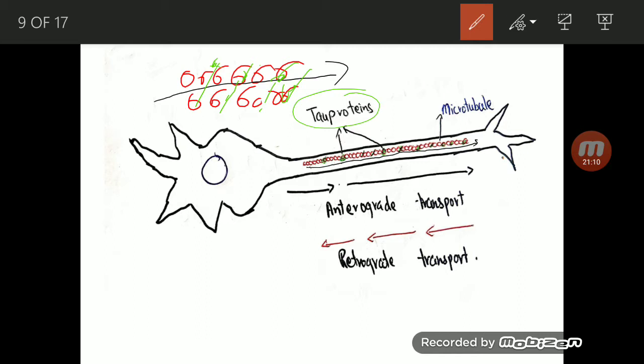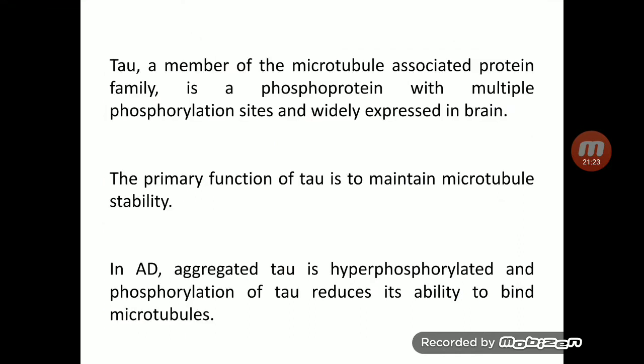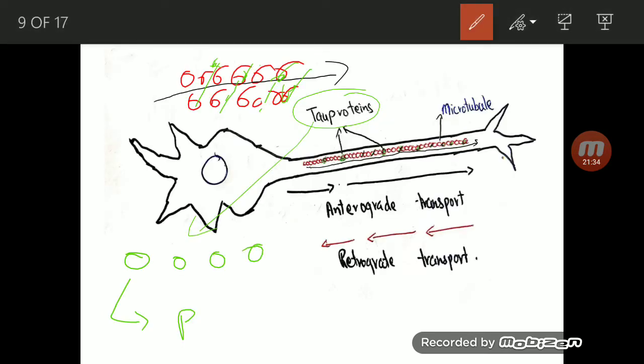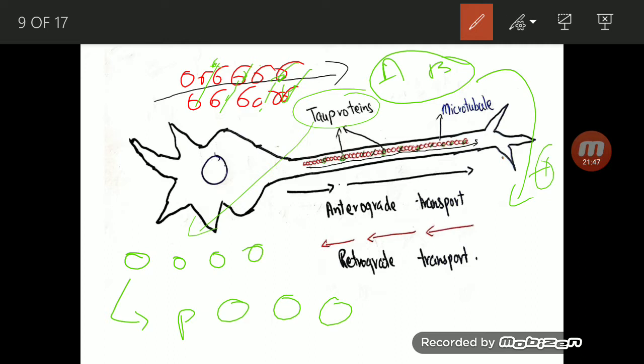It is held together by tau protein, and tau proteins have numerous sites which can be phosphorylated. As we told you, it has numerous phosphorylation sites, which can lead to phosphorylation of tau proteins. So whenever there is production of amyloid beta plaque, these amyloid beta plaques activate the enzyme kinase.